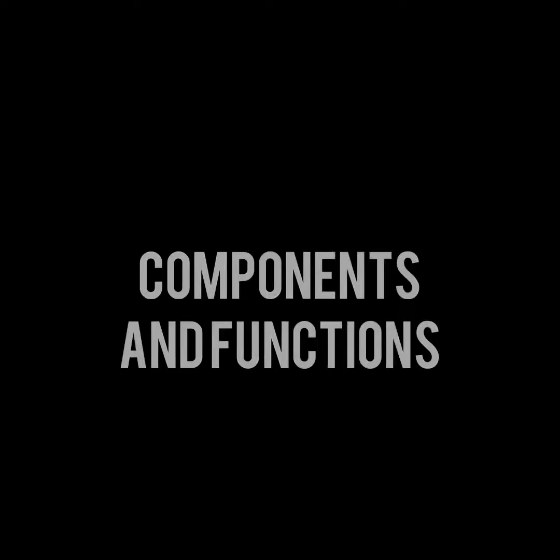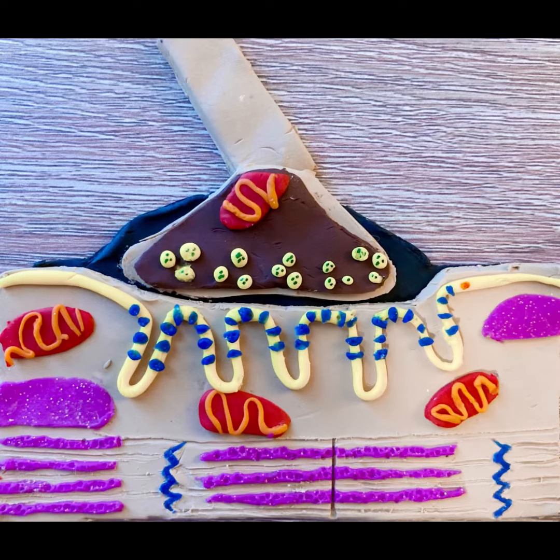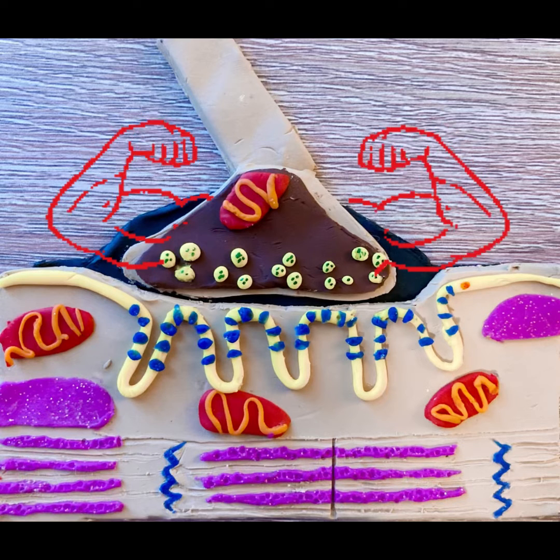Neuromuscular junctions, components and their functions. A neuromuscular junction is a synapse between a motor neuron and a skeletal muscle fiber. It is crucial for the contraction of skeletal muscles.